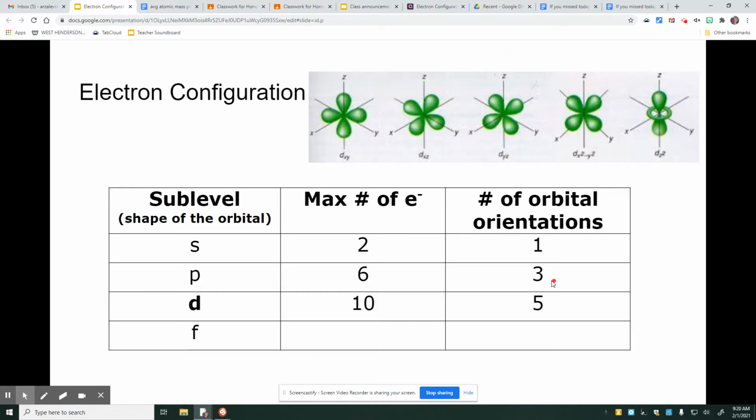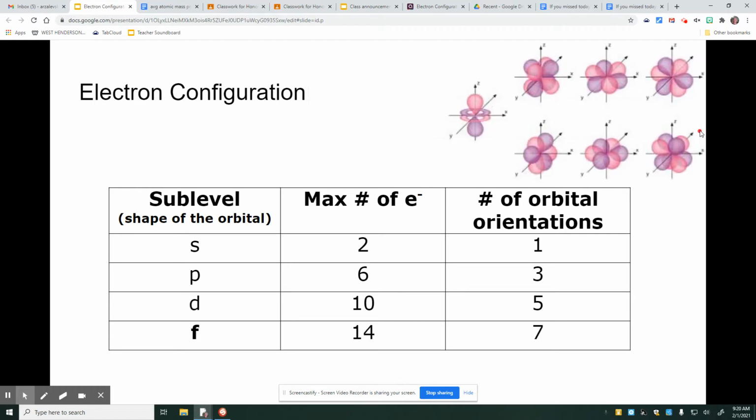The d sublevel can hold up to 10 electrons, and it has 5 different orbital orientations in three-dimensional space, most of which look like a four-leaf clover except for this weirdo. Then the F sublevel can hold up to 14 electrons, and it has 7 different orbital orientations. I say it looks funky, or like a flower, whichever you want to go with.